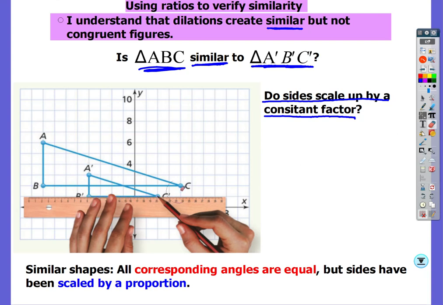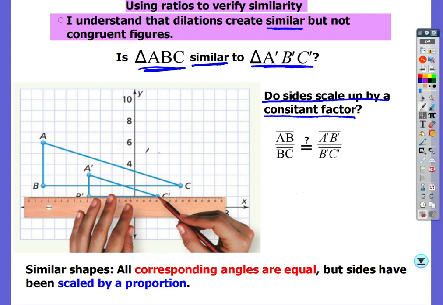And we're just going to take some ratios. So a way to see if this is true is, do the side lengths scale up by a consistent factor? So if I took the ratio of AB to BC, would it be equivalent or equal to the ratio of A prime, B prime over B prime, C prime? So a little bit of math notation here. I'm just going to take the ratio of the side length. So let's take that ratio and find out.